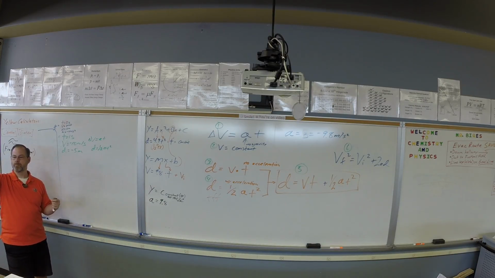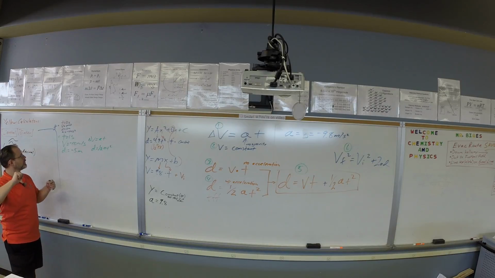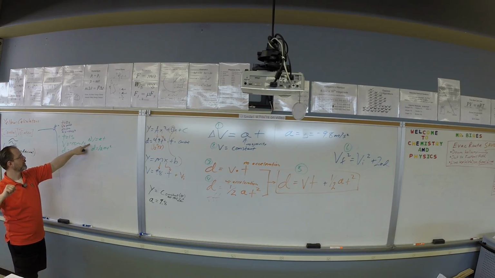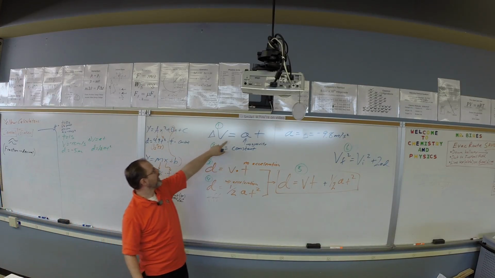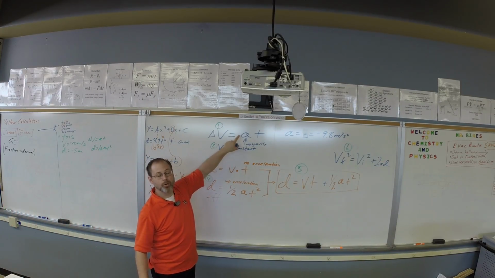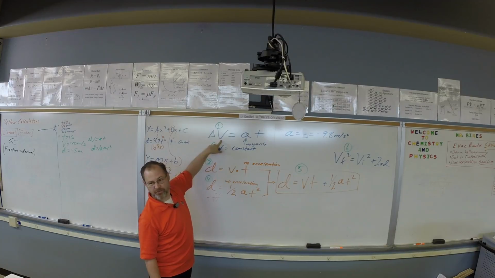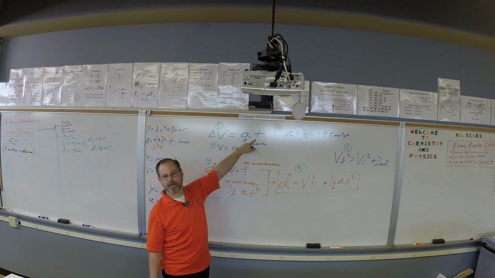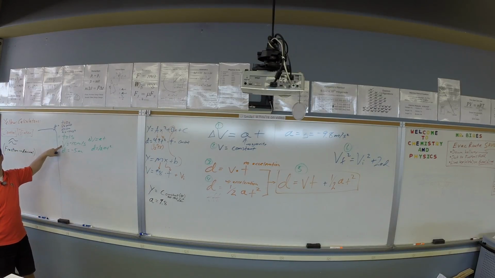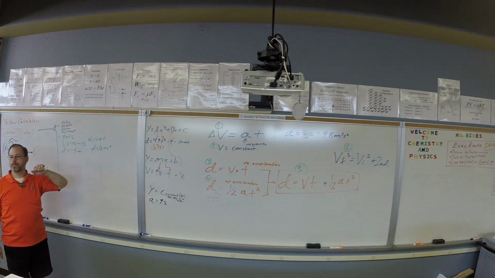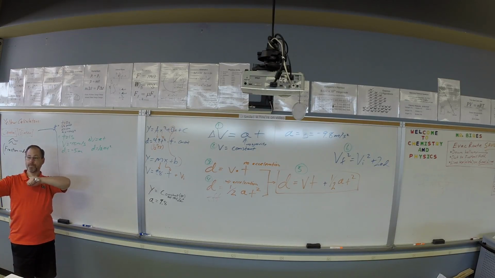Oh, question. Where did the delta v equals come from, and where did we use it? Good question. It comes from this formula: acceleration or gravity will accelerate something, change its speed by -10 every second. And we used it here to determine how fast it's moving at 1 second. Other questions?